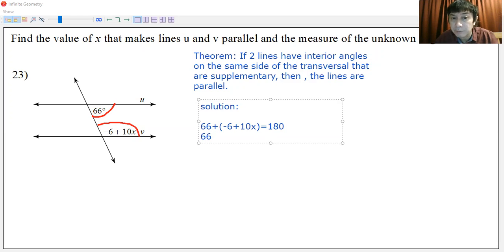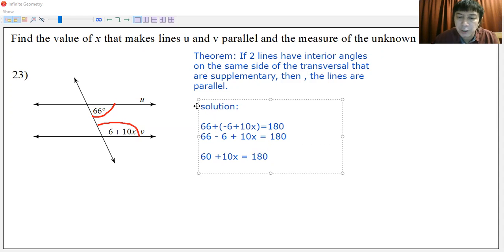66 plus a negative 6 becomes a minus 6. And then the plus 10x remains plus 10x. And this equates to 180. All right, 66 minus 6, that's 60. We still have the plus 10x, that's equal to 180. So we continue by subtracting the 60. Subtract 60 from both sides.